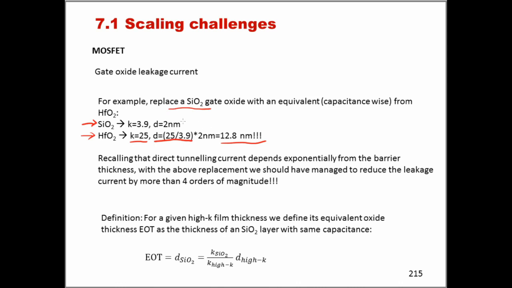So this is obviously a remarkable improvement from the point of view of tunneling current. Indeed, if you do the calculations, and recalling that the tunneling current depends exponentially on the barrier thickness, the barrier width, we can immediately realize that the above change should potentially reduce the leakage current by more than 4 orders of magnitude, which is obviously quite remarkable.